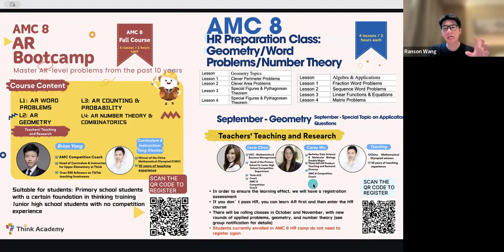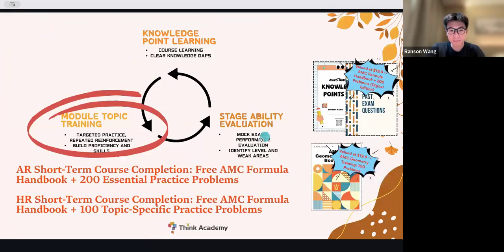There will be rolling classes in October and November with new rounds of word problems, geometry, and number theory. If you are currently in our achievement MCA honor roll camp, you don't have to register again, because they will have some overlap. This is the short-term class.